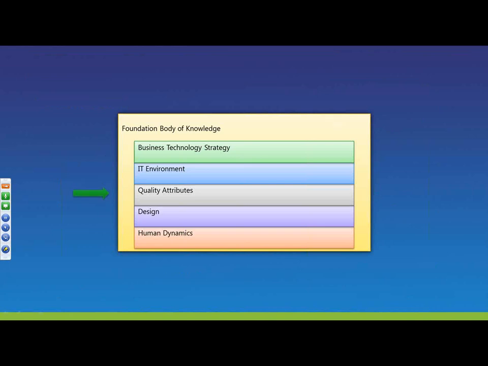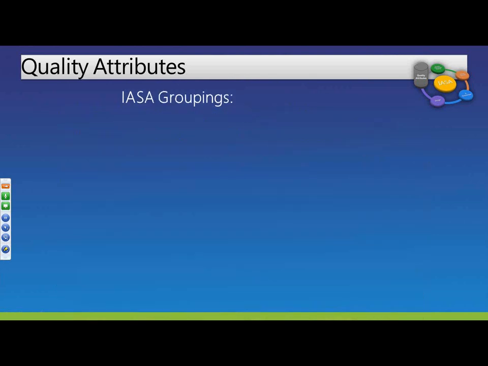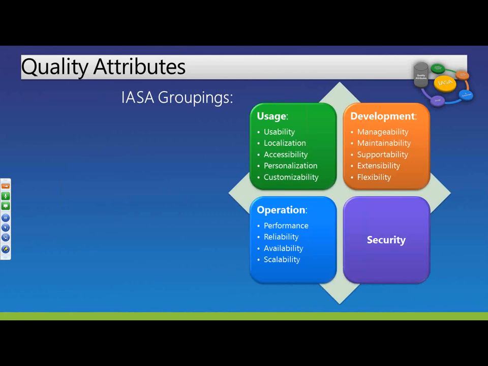Quality attributes. This is a fun one because these are the systemic qualities that are cross-cutting across the system entirely. This isn't just one component of the system, it's everything. And I have a religious belief on some of this that I'll share with you in just a moment. Iasa really needed to put this in context, so they put it in 4 groupings. Security gets its own grouping.